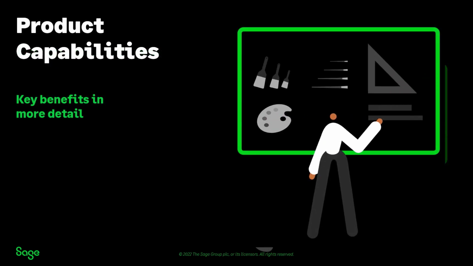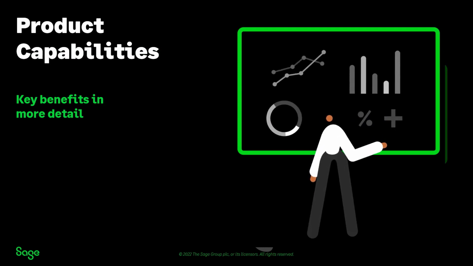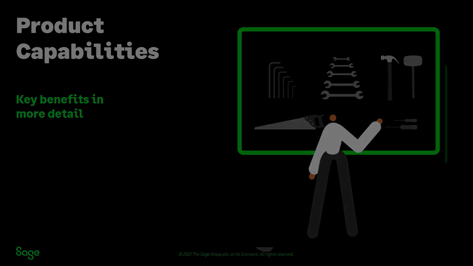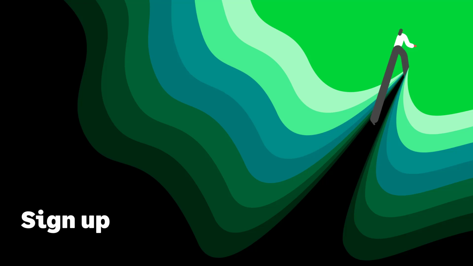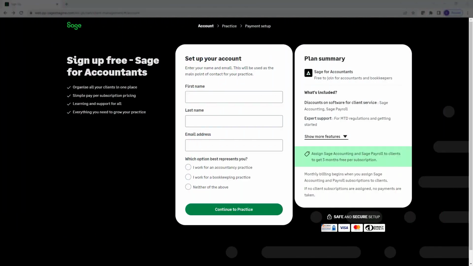Let's now take a look at the key benefits in a live demonstration. In this demo, we're going to focus on Sage for Accountants on a practice level and the client management tool. We start with how to sign up for Sage for Accountants in 3 steps.